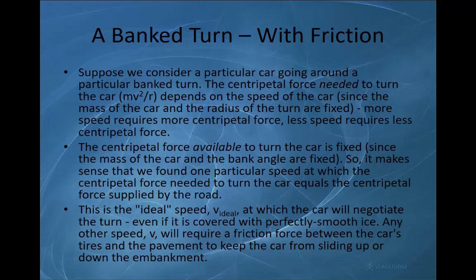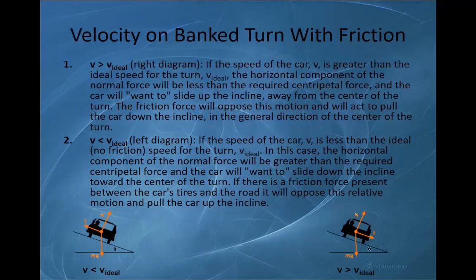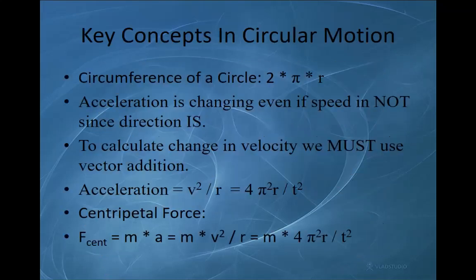Okay. So when we start thinking about this in the right diagram, the velocity is greater than the ideal speed. And what you end up seeing is that the car is going to want to slide uphill, up the incline. But if your velocity is less than the ideal speed, the left diagram, then you end up with a car that's going to want to slide down the incline, because it's going to start to pull towards the center because of the center pointing force. Okay, there's the force of friction.